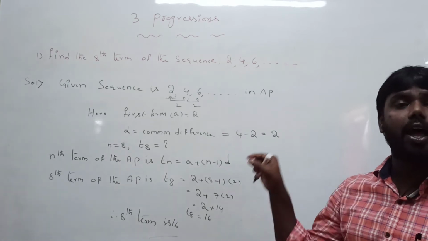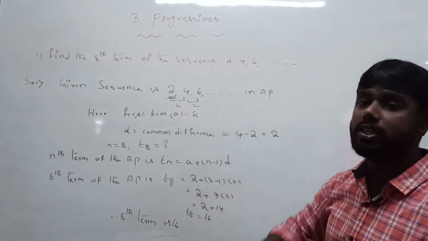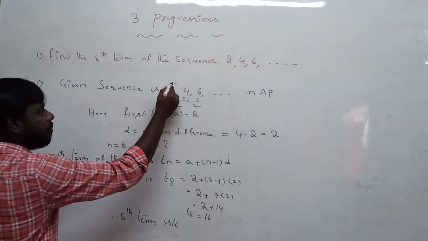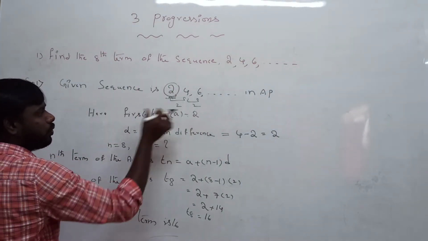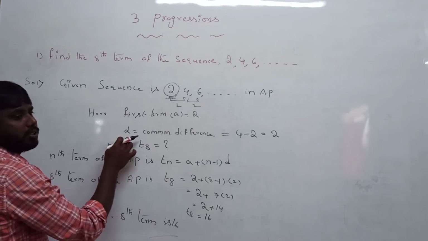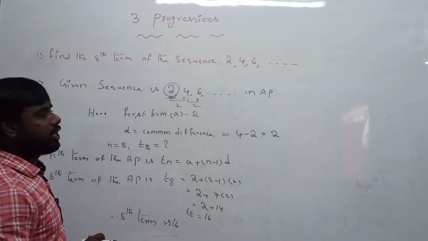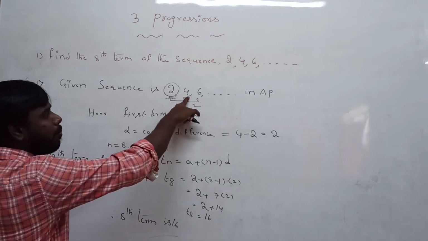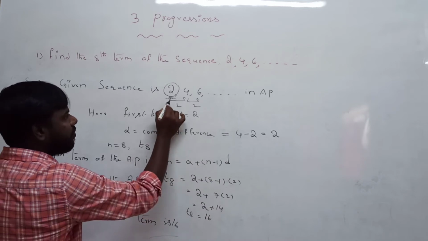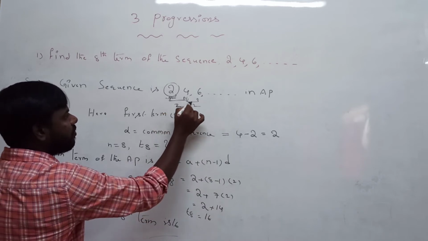To find the 8th term in the given arithmetic progression, the first term is denoted by a. A is equal to 2. Next, we take the d value. D is nothing but the common difference: any term minus the term before it. I am taking one element, 4, minus the term before it, 2. 4 minus 2 is 2. The difference between the elements is 2. This one's difference is also 2.